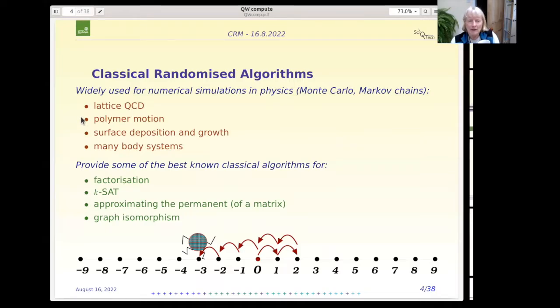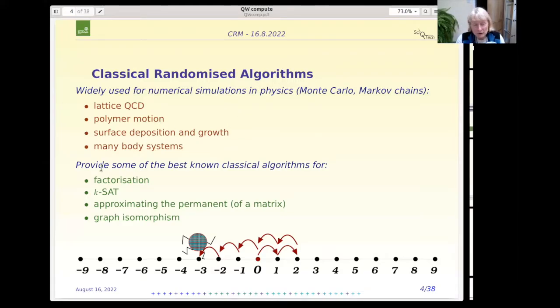You can get completely different length scales. You can model the motion of polymers, the way they might behave in a fluid, or in engineering processing of them. You can model how surfaces grow, like crystals grow when a crystal is coming out of solution, for example. Many body systems are another obvious place where these kinds of models based on randomized algorithms will do the work for you.